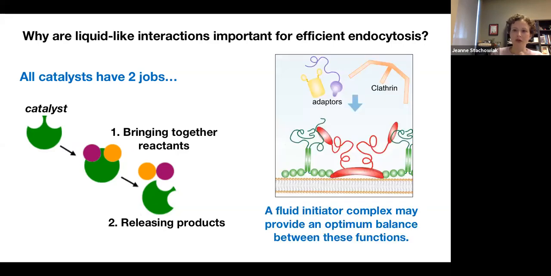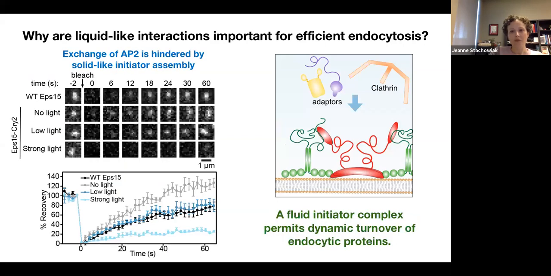So we began to wonder whether this fluid light catalytic complex really gives us a balance between these two functions, that we're still efficient in bringing together reactants, but we're allowing the rearrangements that are necessary for release of the vesicle. So to think a little bit deeper about this, we looked at the next adapter that's recruited after EPS15 and FCHO assemble, and that is AP2, which I depicted here in this little yellow cartoon. So here we FRAPped AP2 in the presence of these different light levels that had driven assembly of EPS15 Cry2.